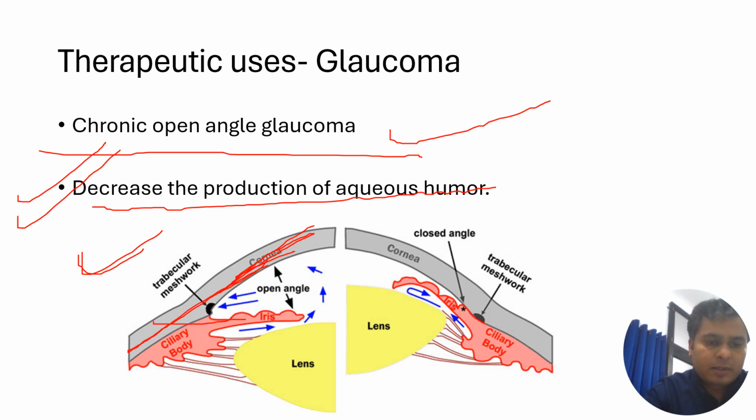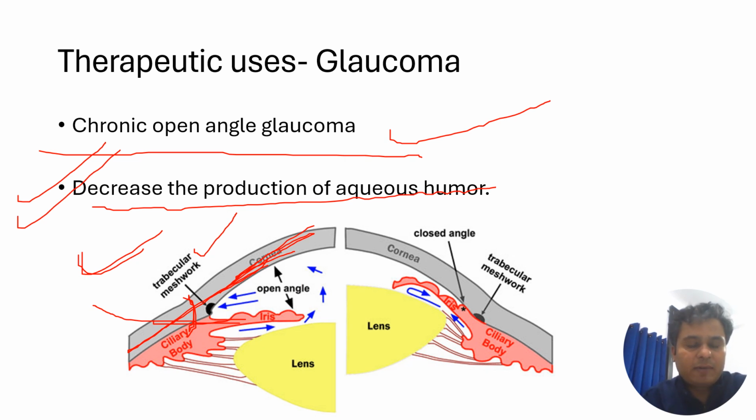So the angle is between the cornea and the iris. We talk about this angle. Okay, so this angle is open, in the sense that the aqueous humor that is produced from these ciliary bodies can now be drained through this angle. But the problem lies in the fact that in this angle we have got a structure present that is known as trabecular meshwork. So the channels of this trabecular meshwork are blocked, right?